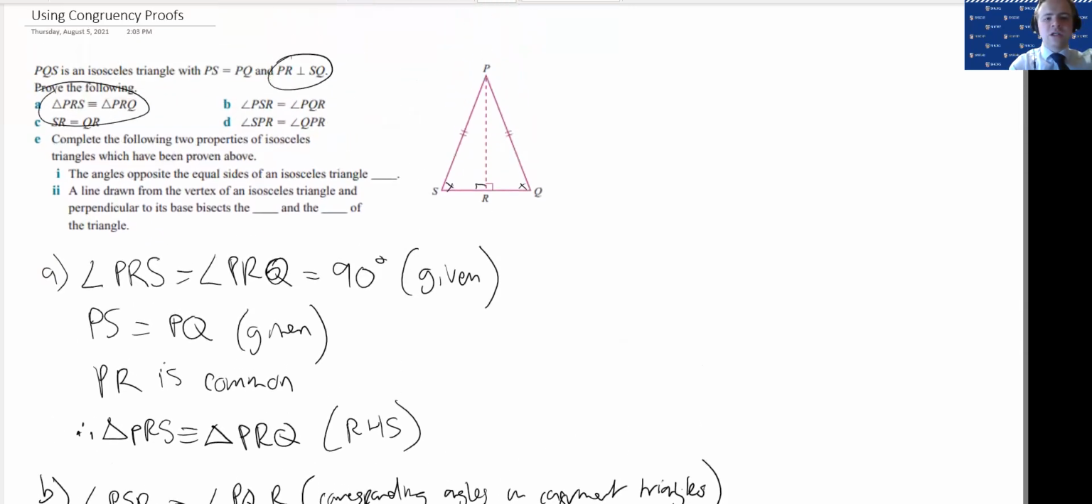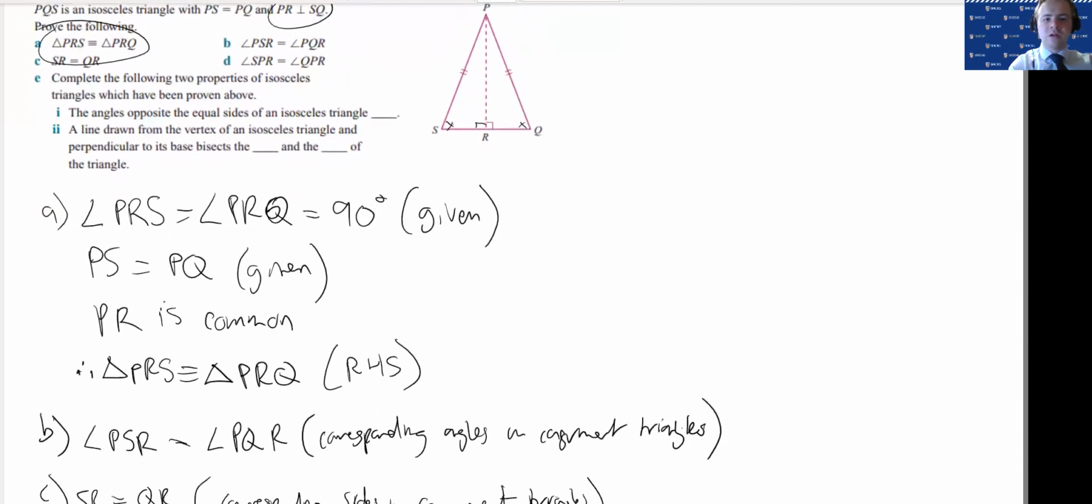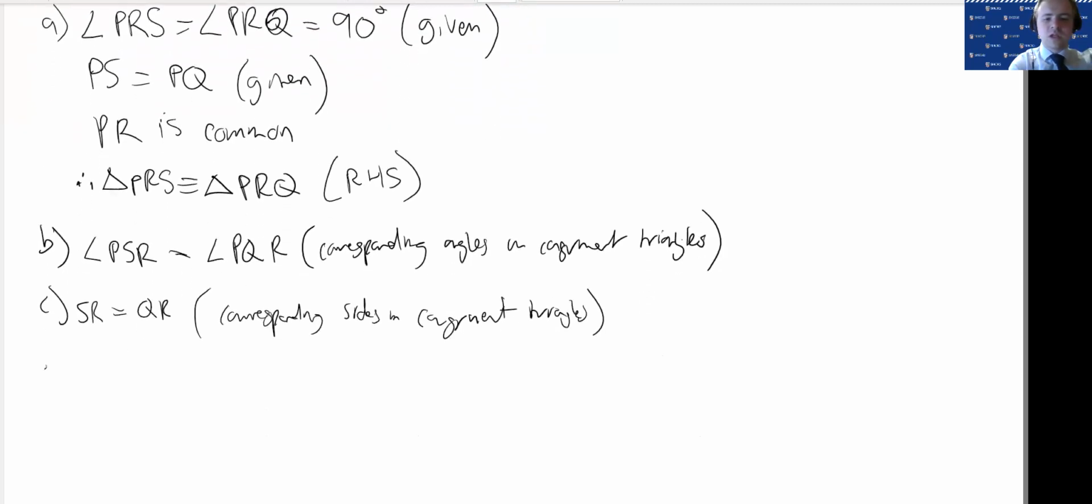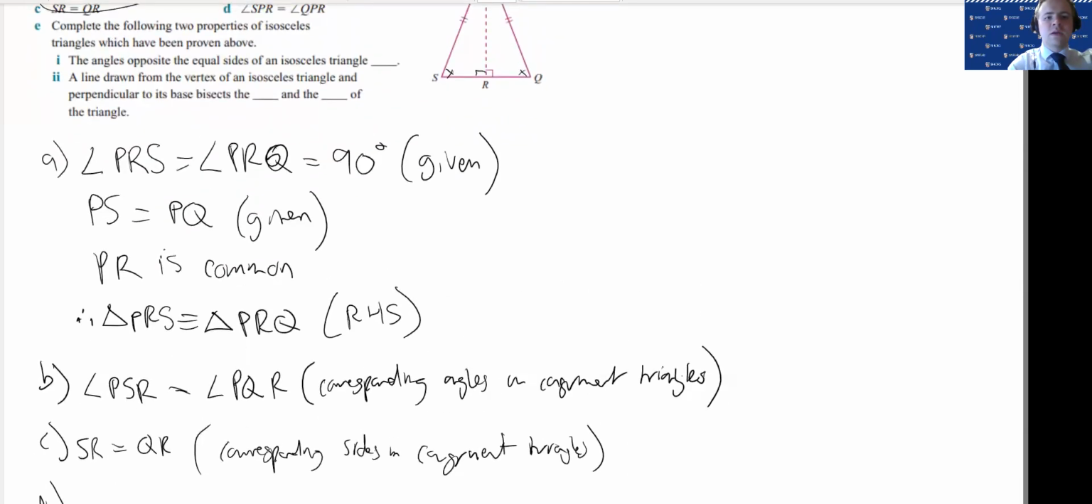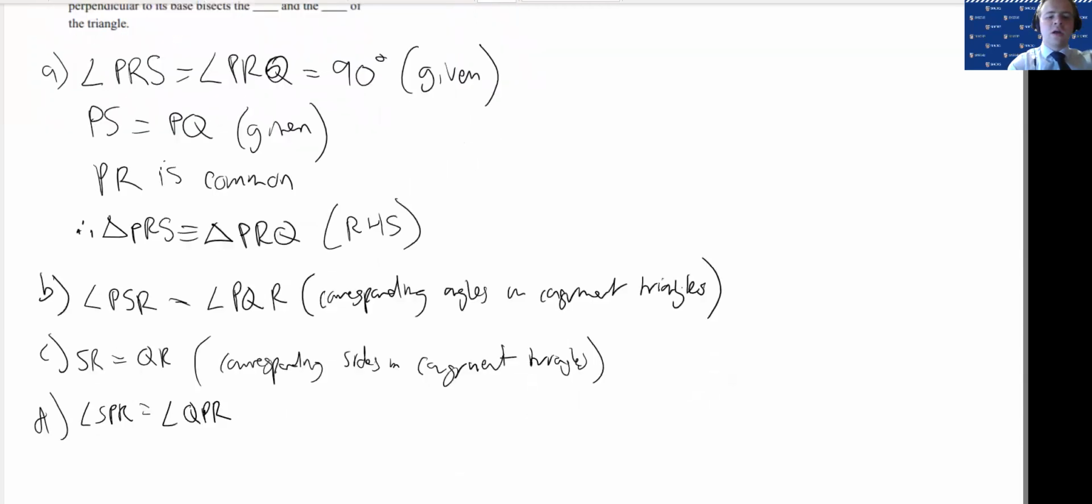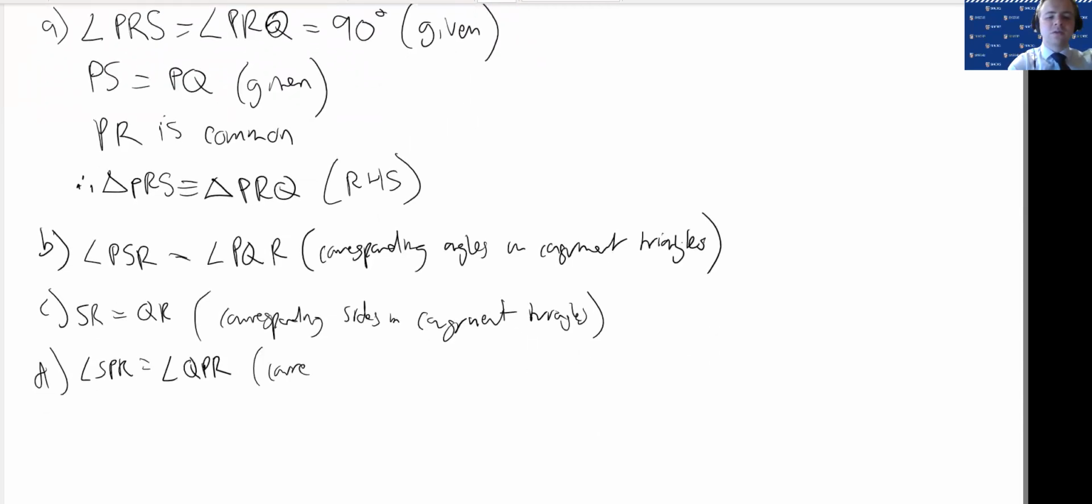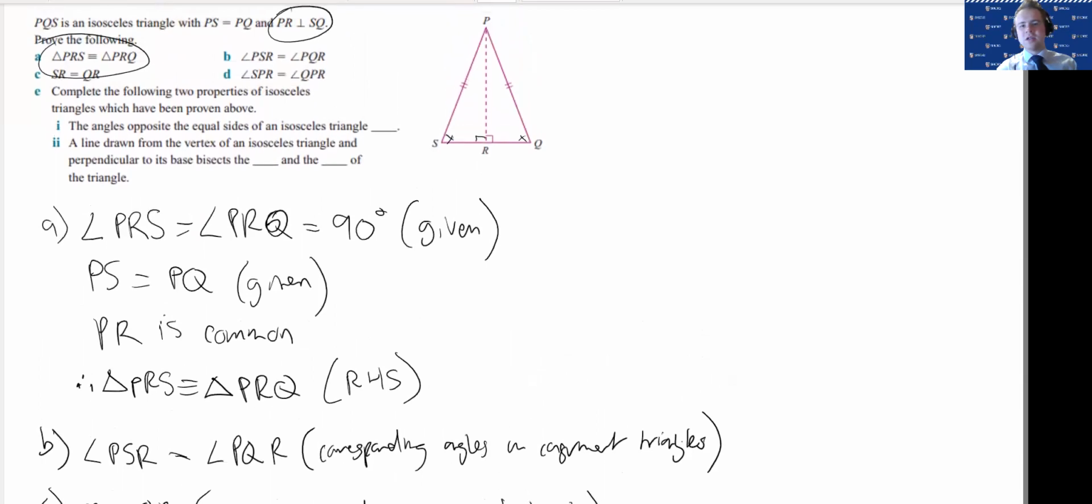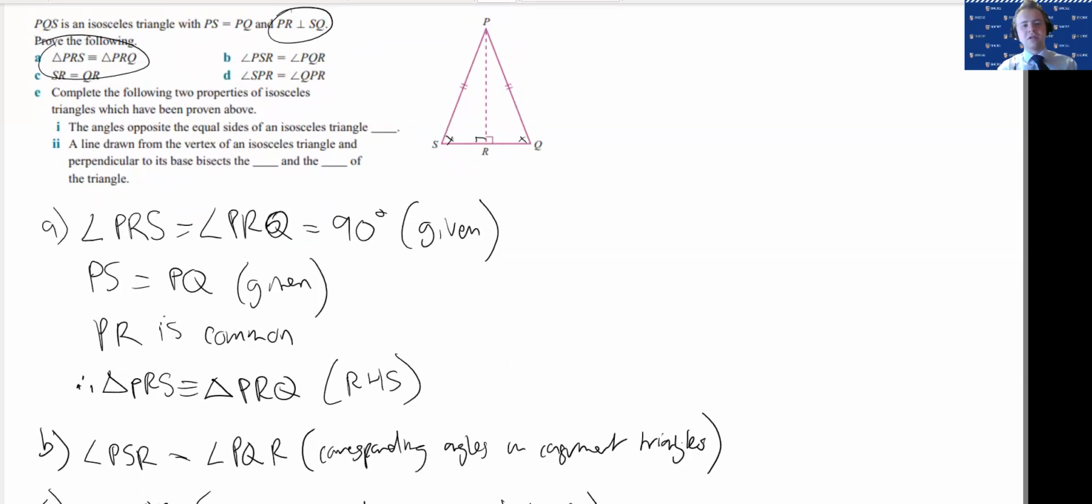And then finally, we need to show that angle SPR, so the top angle, is equal to angle QPR. So we've got angle SPR is equal to angle QPR, and that's corresponding angles. Okay, so it might seem a bit repetitive. Usually you won't have to do 3 of the same thing. And you won't get multiple questions like this in a test usually. So you won't have to be doing this hundreds of times usually.